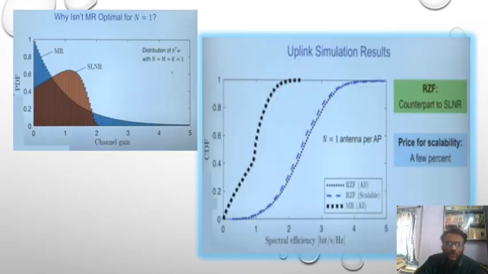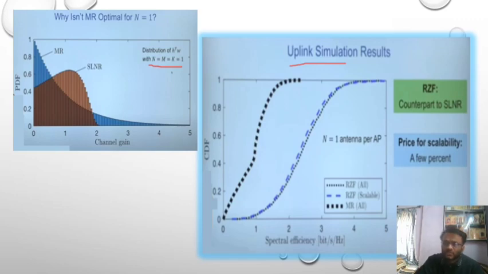And why is it so? For simplicity, we can consider N equal to M equal to K equal to 1. In this condition, we can estimate that the channel gain power is basically concentrated, rather than with MR, where it is decaying. So we have higher spectral efficiency with SLNR than with the MR techniques.